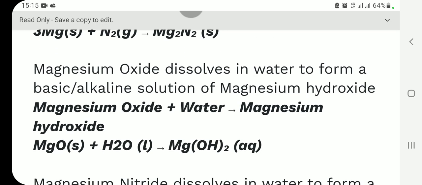Magnesium oxide dissolves in water to form a basic or alkaline solution of magnesium hydroxide. We add magnesium oxide plus water to give you magnesium hydroxide, which is alkaline. And we have said when it's alkaline, then remember B, R, A: blue litmus paper turns red, and A stands for acidic.